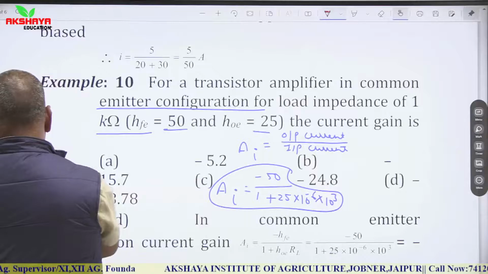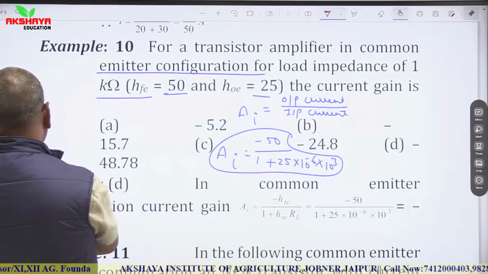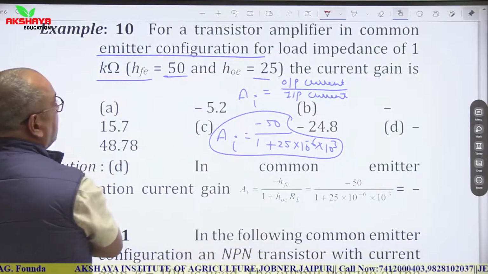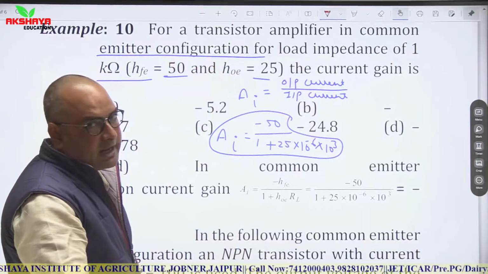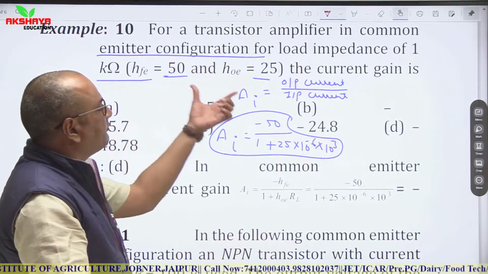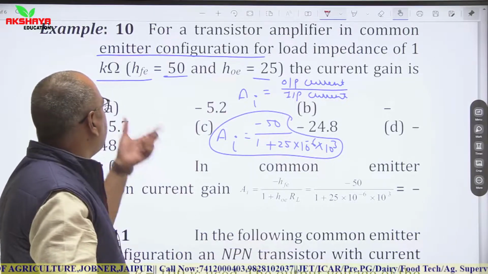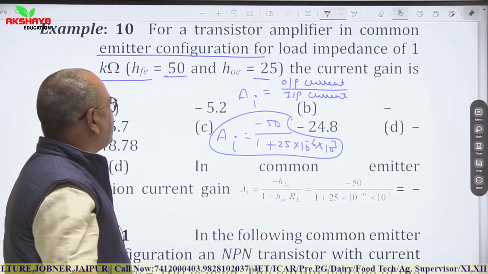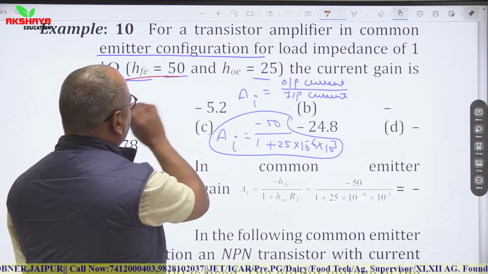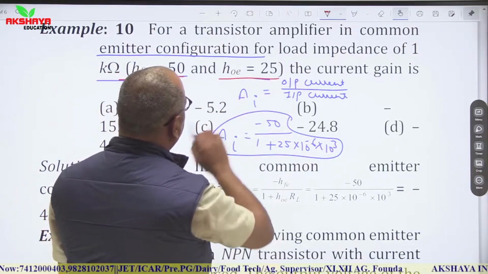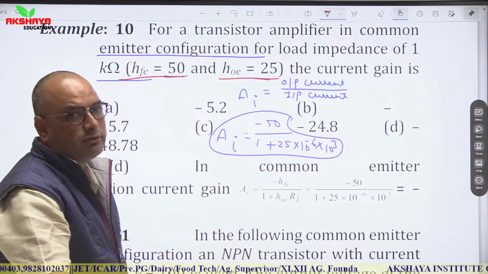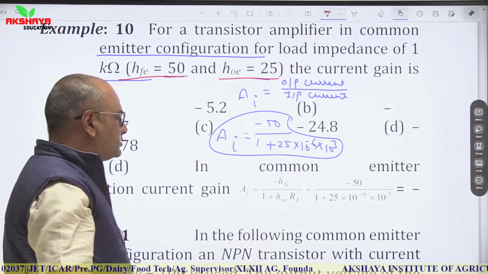So again, next question. Now this question is based on transistor. We are given that for a transistor amplifier in common emitter configuration for a load impedance of 1 kilo ohm, we are given here HFE and HOE as 50 and 25. So we have to calculate the current gain.